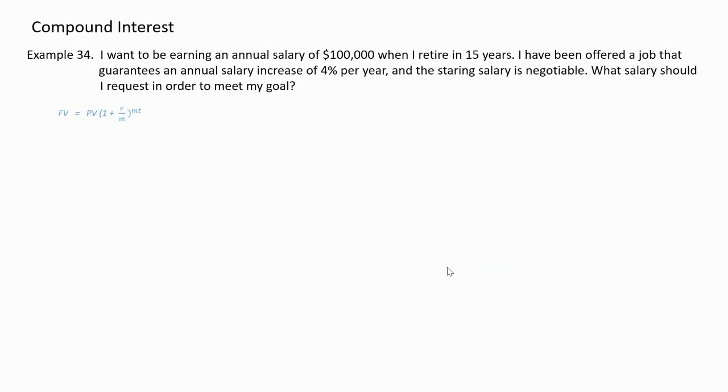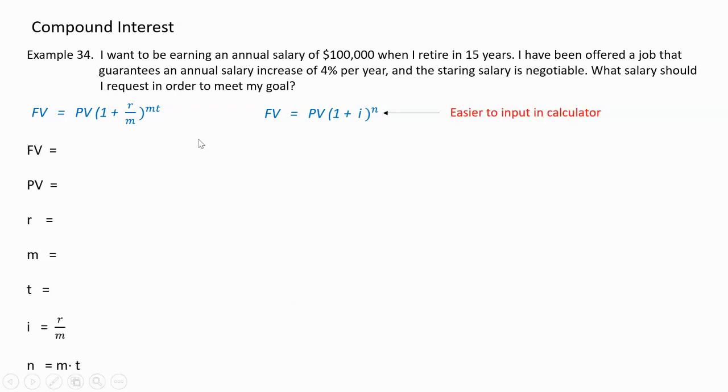Okay, so let's put down the formula. Remember the 7 things we're going to put down. So I want to be earning, in other words, this is what I want to be earning. So that's your future value. What salary should I request in order to meet my goal? So we're looking for the present value.